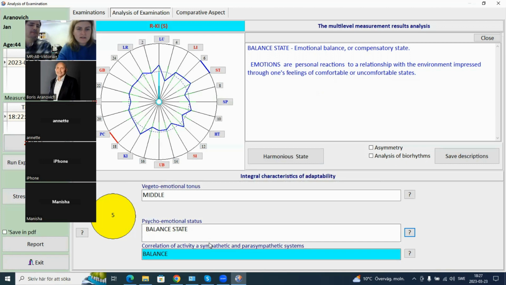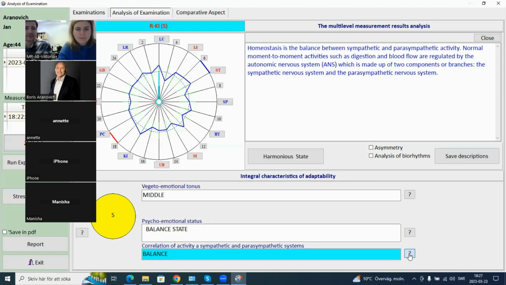And this is the activity of the correlation of the sympathetic and parasympathetic systems, the autonomic nervous system. It's also in balance for him. But if you are under sympathetic, it means that you need more activation. If you are under parasympathetic, the system tries to relax you. So also take this to your memory, how your nervous system is balancing you actually.